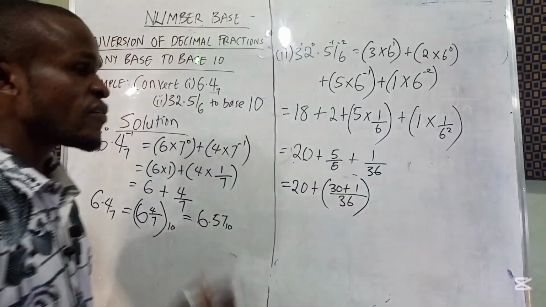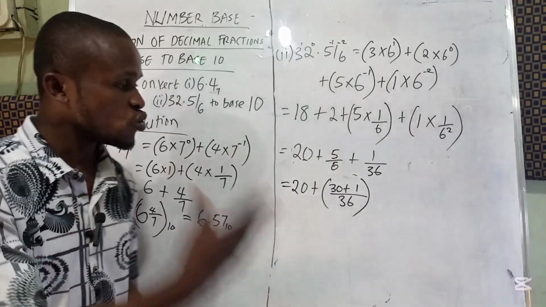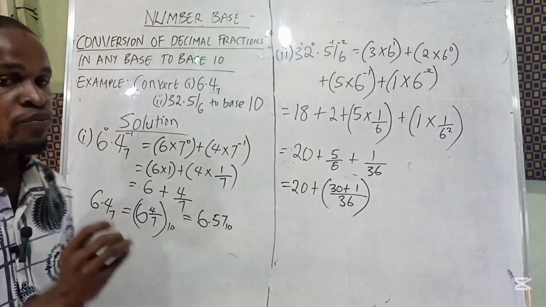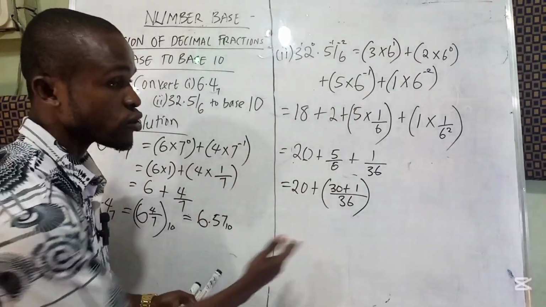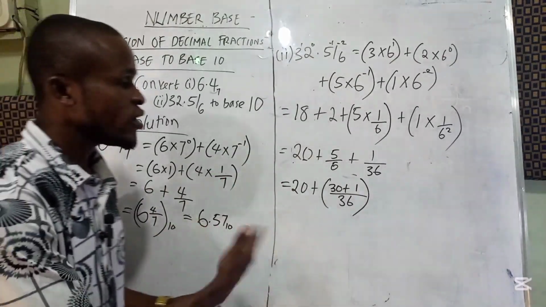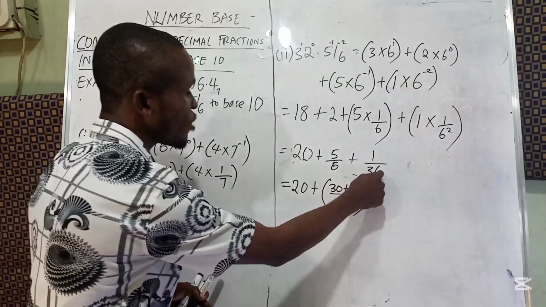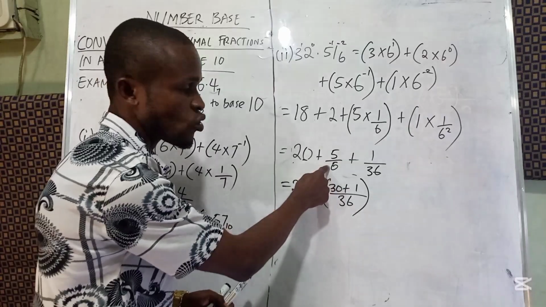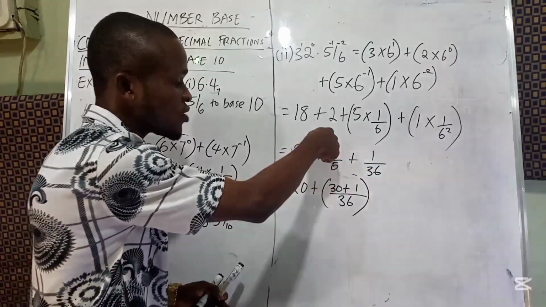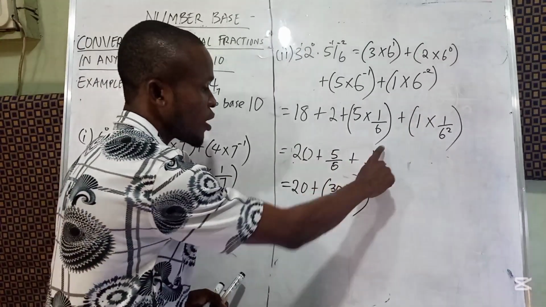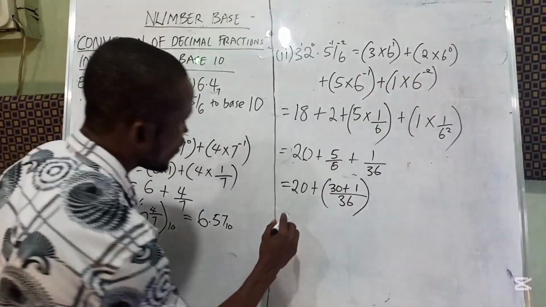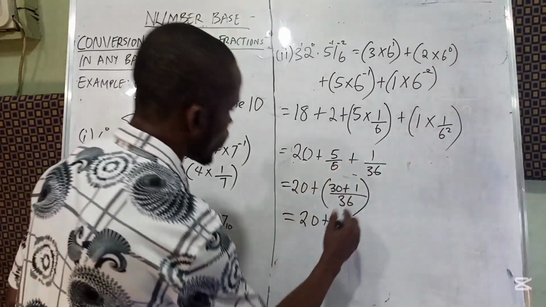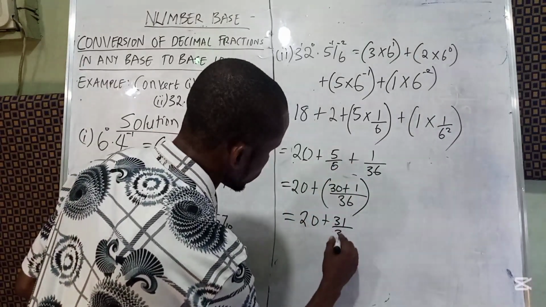Please note this. Whenever we are asked to add or subtract unlike fractions, we simply apply the LCM approach by saying the LCM of the denominators, like you've had here, is 36. Divide the LCM by the first denominator, then the result times the numerator, and that's what we have here. And a similar thing applies here. All right, so with that, we have this equals to 20 plus 30 plus 1 is 31 over 36.